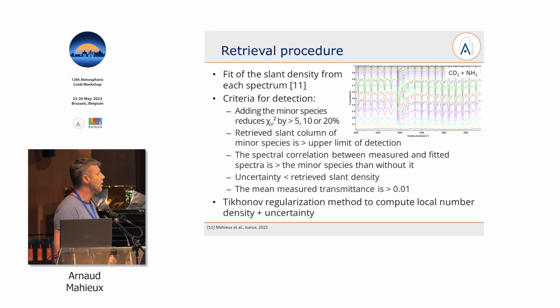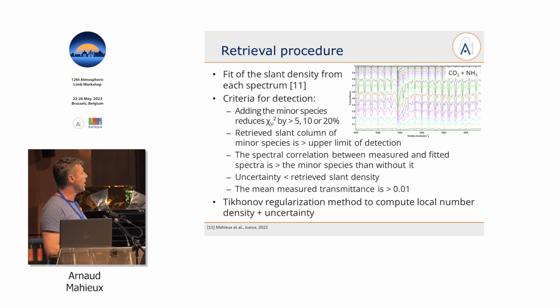So here at the top right, you have an example of a data set taken during a solar occultation. You have the wave number as a function of transmittance. Each line that you see corresponds to a spectrum taken at a different altitude. The lines correspond to CO2, and the goal is to see whether there is NH3 below those lines. For each of those spectra, what we fitted is the slant density. We did 2 different fits, one considering CO2 and NH3, and the second one considering only CO2. Then we applied criteria to decide whether we have a detection of NH3 or not.